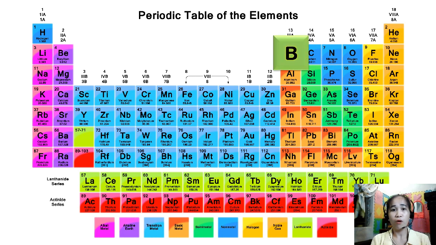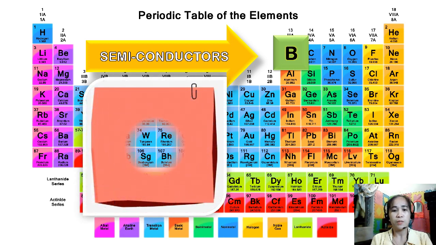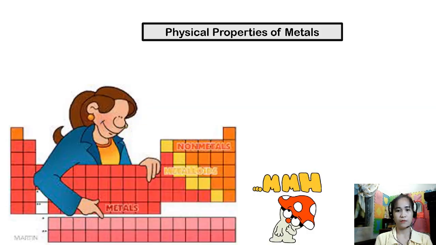Boron, although not resembling a metal in appearance, is included because it resembles silicon, germanium, and antimony, and they act as semiconductors, which are important in solid-state electronic circuits. When we speak of semiconductors, they are insulators at lower temperatures but become conductors at higher temperatures.